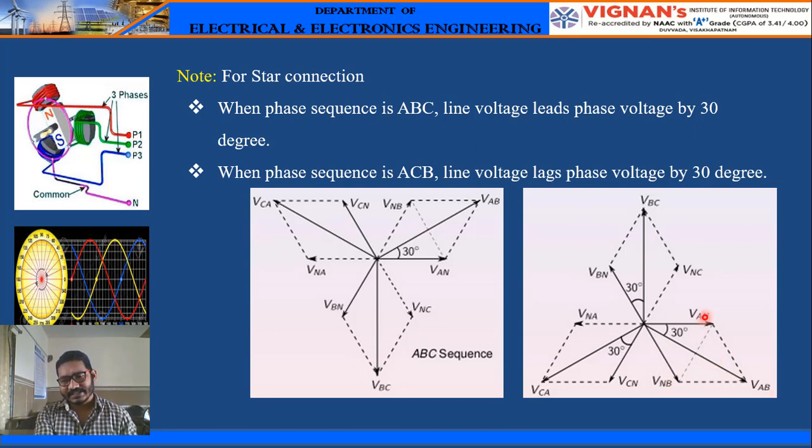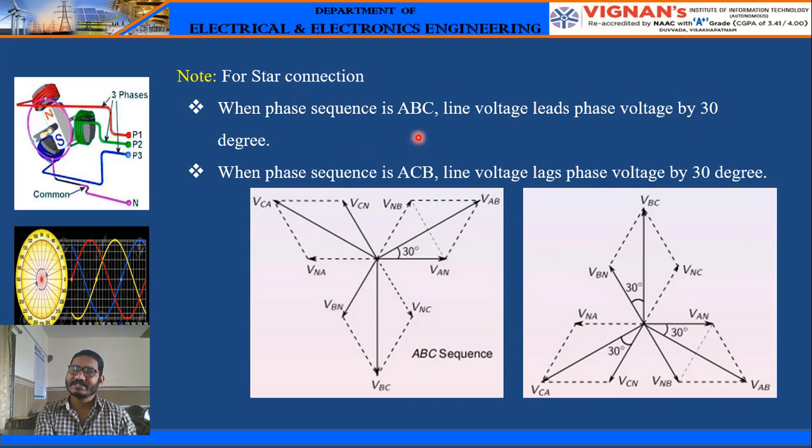These are the phase voltages, and this is the line voltage. The phase voltages come first, and next, after 30 degrees, come the line voltages. It means that, as you see here, the line voltage lags the phase voltage by 30 degrees. Both cases are correct.